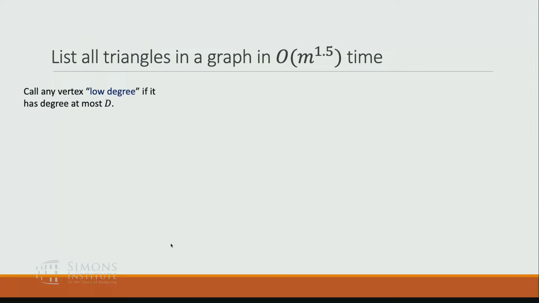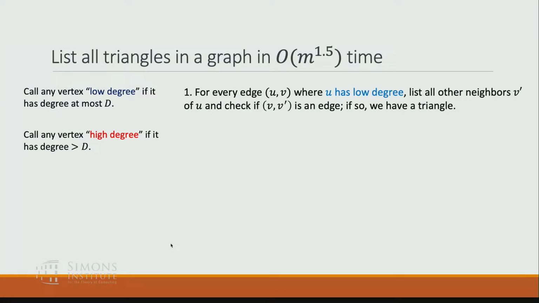This algorithm will first classify all vertices based on their degrees. We'll call any vertex low degree if it has degree at most d, and we'll call a vertex high degree if it has degree greater than d. For every edge uv, where u has low degree in the graph, we'll list all other neighbors v' of u, and then check whether v' is connected to v by an edge. If so, because v and v' are both neighbors of u, and there's an edge between v and v', we can conclude that u v v' is indeed a triangle.